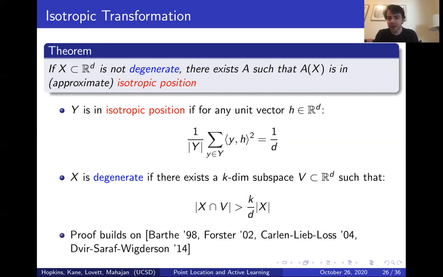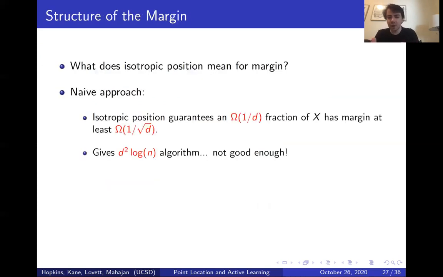The proof of this builds on some old work in vector scaling by Barthe, Forster, Carlen, Lieb, Loss, and Dvir and Wigderson, and more or less with a bit of work, the theorem is implicit in the last two of these. Okay, so what does isotropic position actually mean for margin?